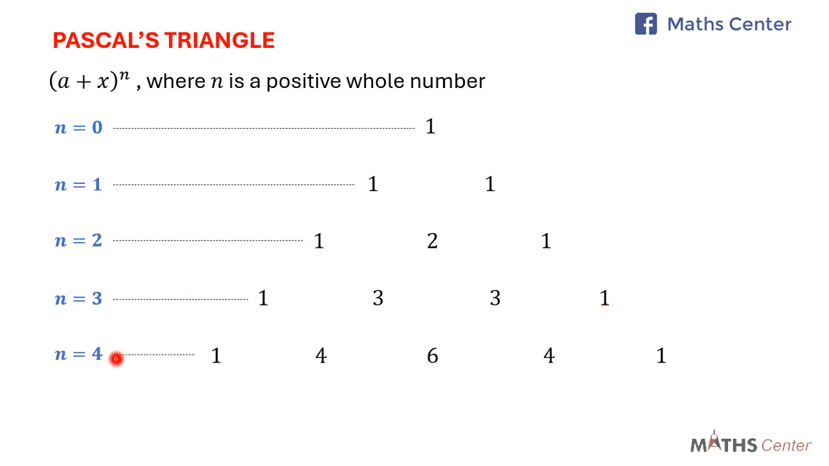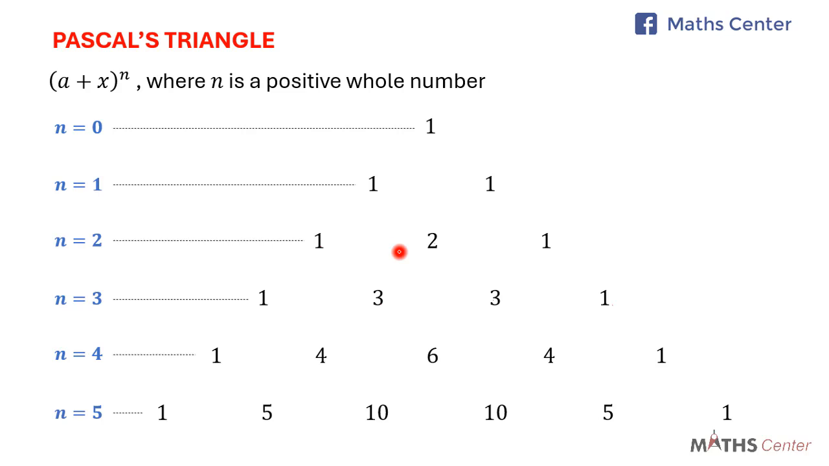Now when n is equal to 4, we have 1 here. 1 plus 3 gives us 4. 3 plus 3 gives us 6. 3 plus 1 gives us 4. And then we end with 1. When n is equal to 5, we have 1 here. 1 plus 4 gives us 5. 4 plus 6 gives us 10. 6 plus 4 gives us 10. 4 plus 1 gives us 5, and then we have 1 here. The order will continue on and on.